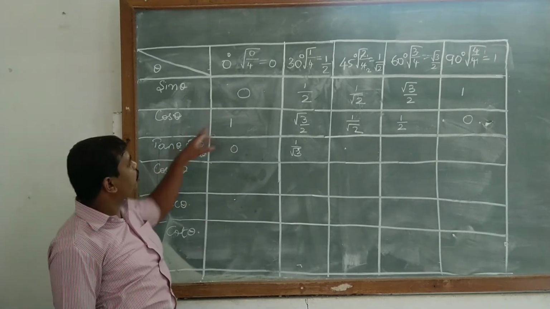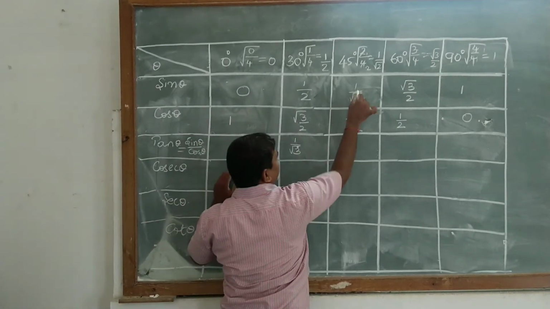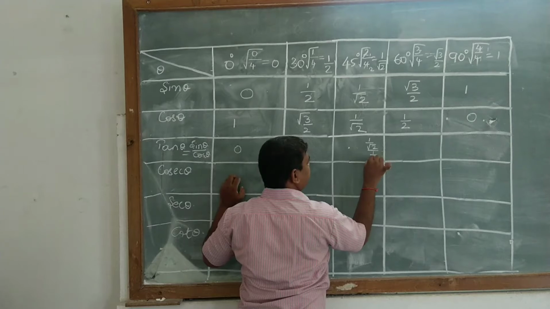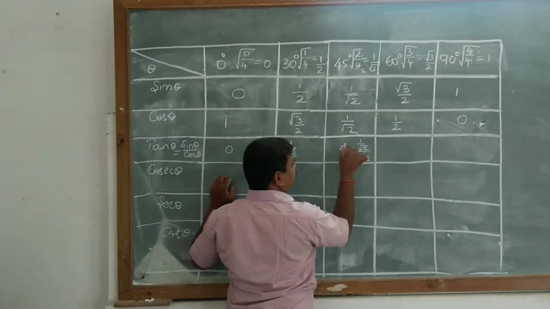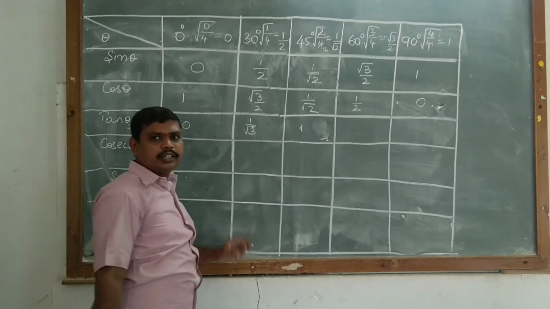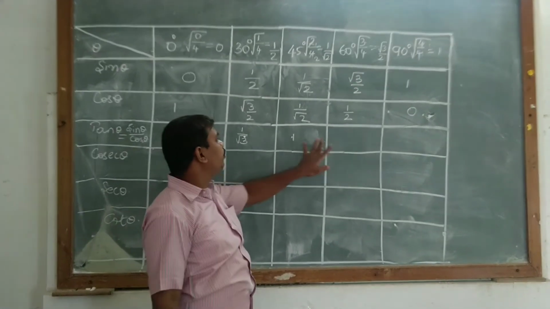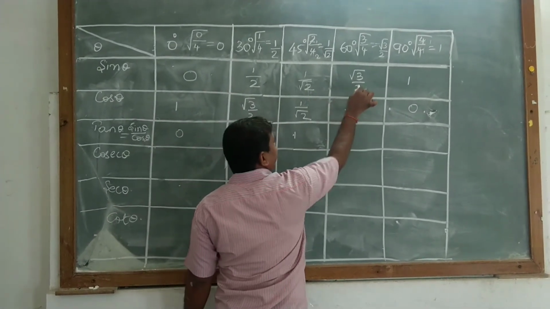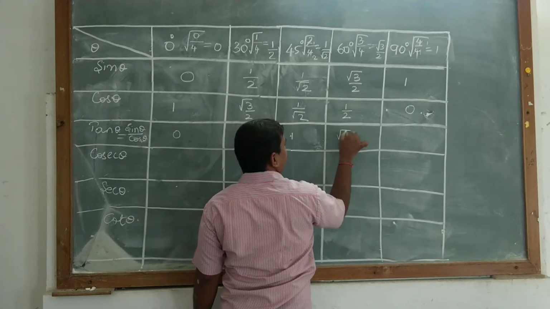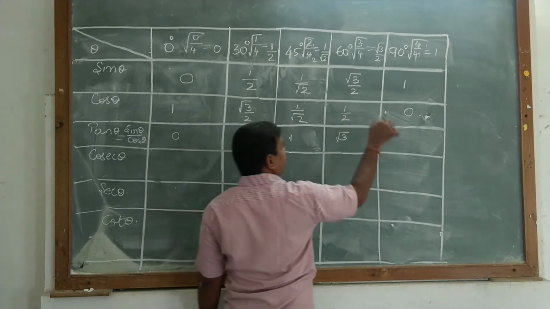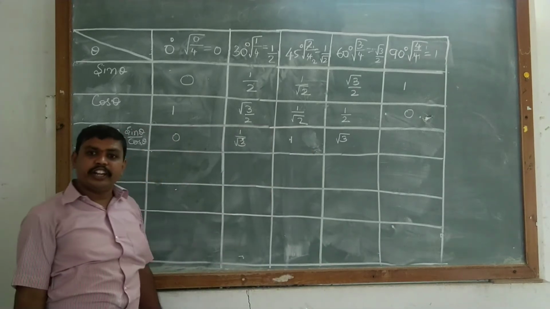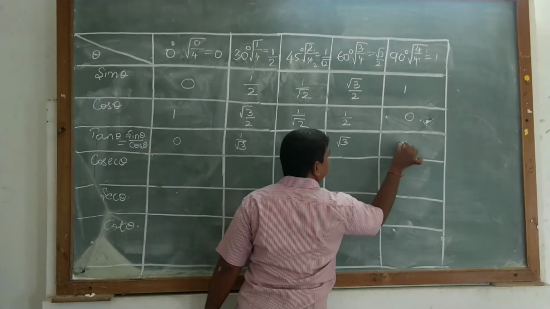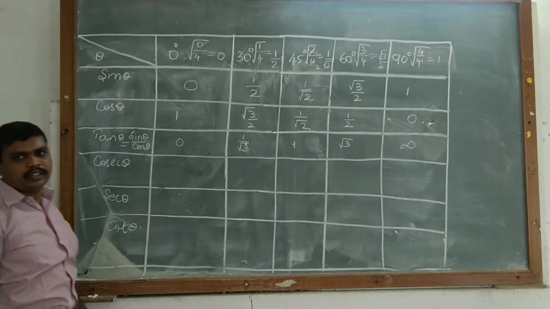Then tan 45. That is sin by cos, 1 by root 2 by 1 by root 2. Root 2 gets cancelled. You will remain with 1. Understood? In that way you are going to find it. Next, coming to tan 60, root 3 by 2 by 1 by 2. 2 will get cancelled. You will remain with root 3. And tan 90 is 1 by 0. Whenever 0 is there in the denominator, it is what? Undefined. That is, the value will be tending to infinity. Infinity. Okay students?